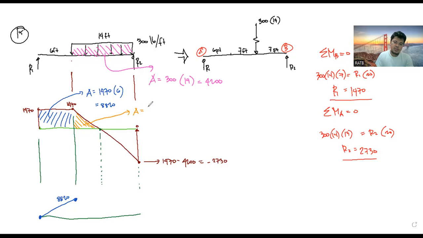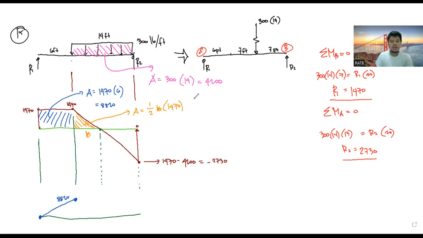Area here, so this is a triangle, 1/2 base. This would be x, and then the height is 1470. So let's just use b for the base, and the height 1470. As to the base, we do not know the length, because 14 is the length from this point to this point.